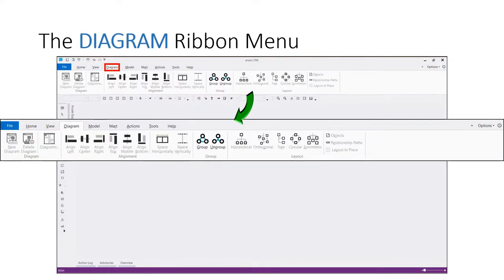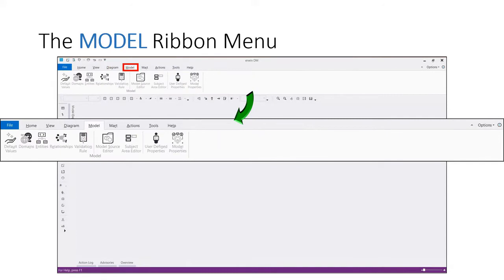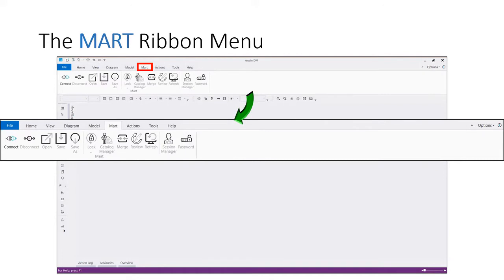The new diagram menu contains those items found in the old diagram menu, just with new icons and in an easier-to-use format. The new model menu also contains those items found in the old model menu, again just with new icons and an easier-to-use format. Here is the new Mart menu.